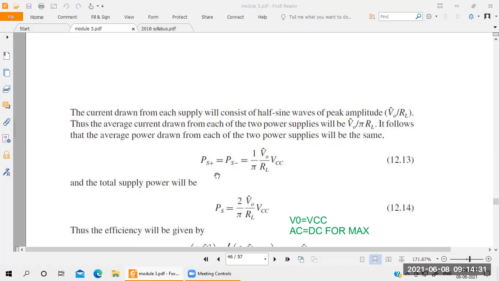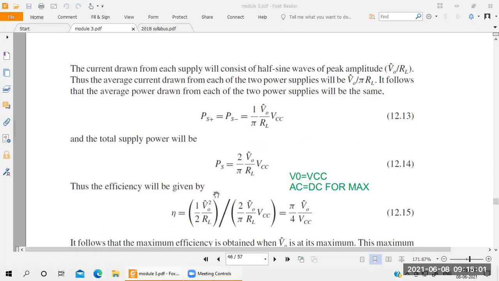Next, if you combine the two transistor powers, Q1 and Q2, you'll get 2 multiplied by 1 by pi, then V naught divided by RL into VCC. This is for the individual Q1 and Q2 power. If you take the total power, Q1 and Q2 together, we get 2 divided by pi, V naught divided by RL into VCC.